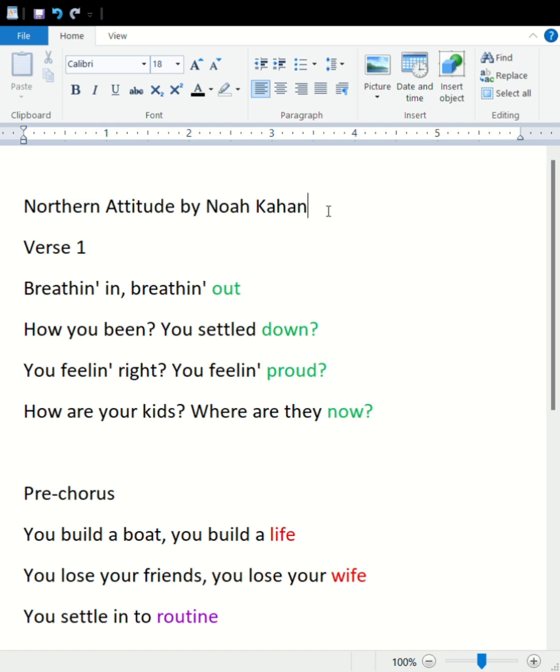And it goes like this: breathing in, breathing out, how you been, you settled down. You feeling right, you feeling proud. How are your kids, where are they now?